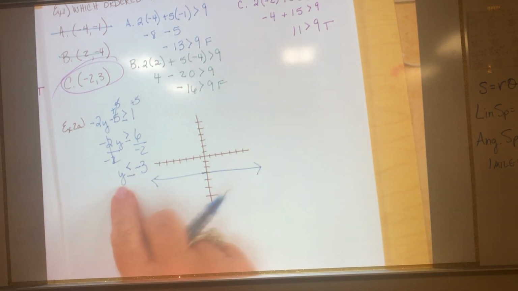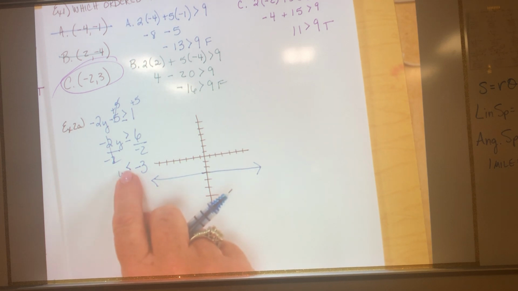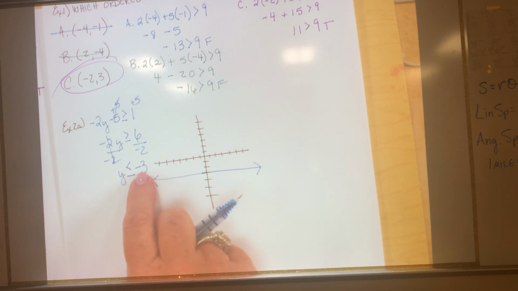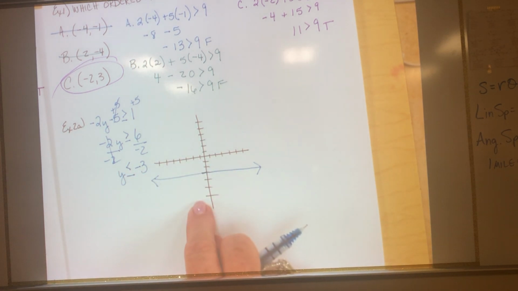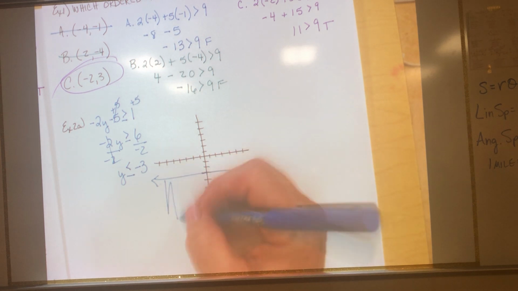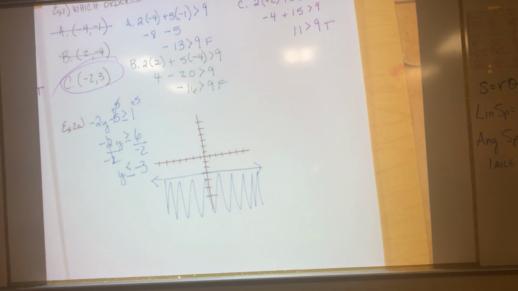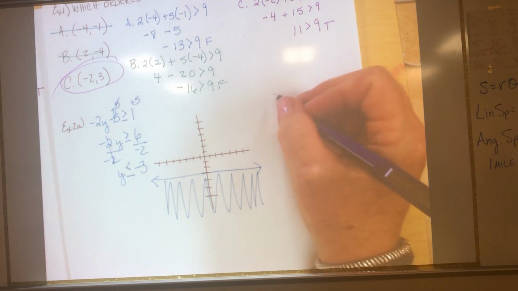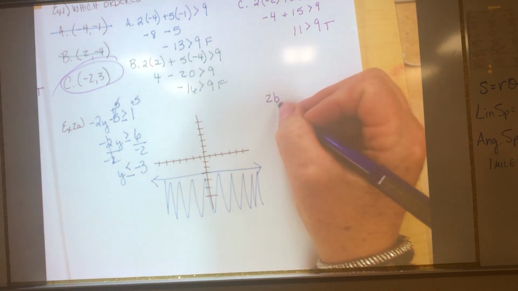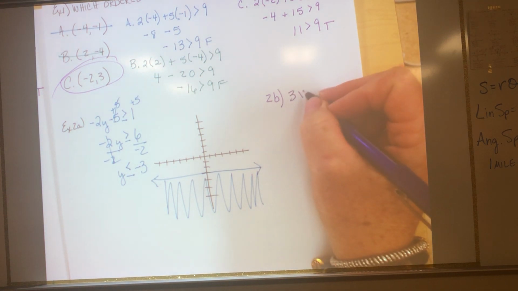Okay? Now look, read this. I want the y's that are less than negative 3. Would that be above the line or below it? Below. Y's are less than negative 3, that's below. Anybody got a question? Do y'all remember this? Yes. Okay, what about this guy? Here's your next one.